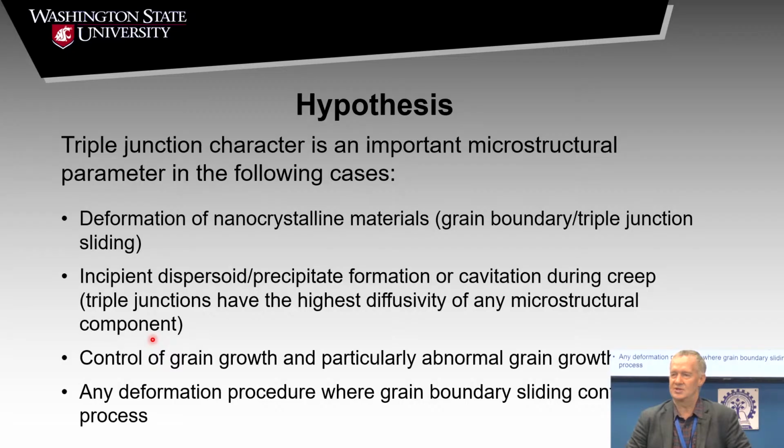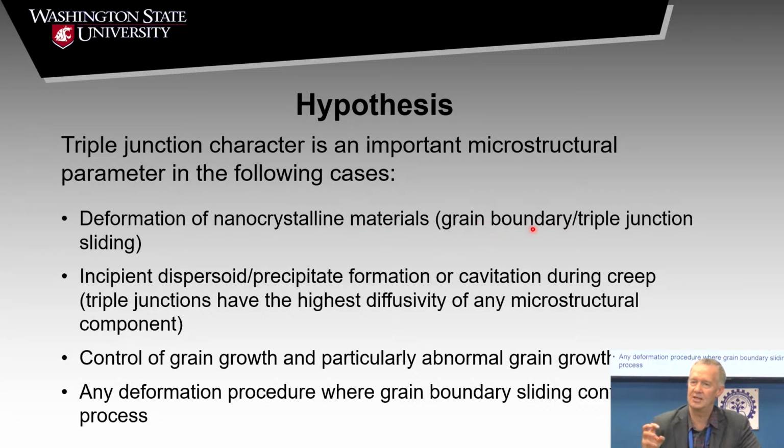All right, so since I said we don't know anything about triple junctions, I present this as a hypothesis. The triple junction character, or triple junction texture, if you want to say that, is important for these different applications. So deformation of nanocrystals, that's the one I talked about, particularly if we're talking about grain boundary sliding.